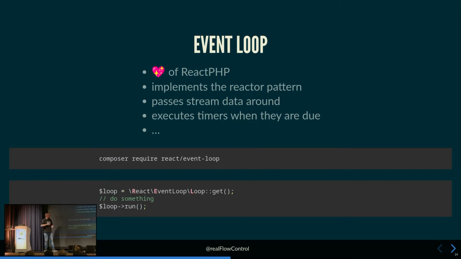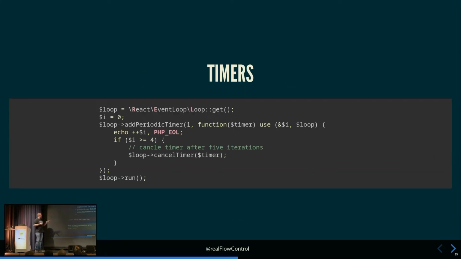That's usually what's there. If you only have the event loop, you cannot do very much with it, but you can execute things. This is pretty nice. On the loop itself, you can call addPeriodicTimer and give it a number of seconds. So you say, every second I want this function to be run, and it runs this function every second.